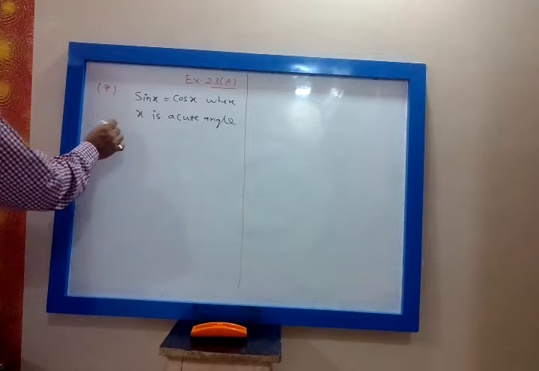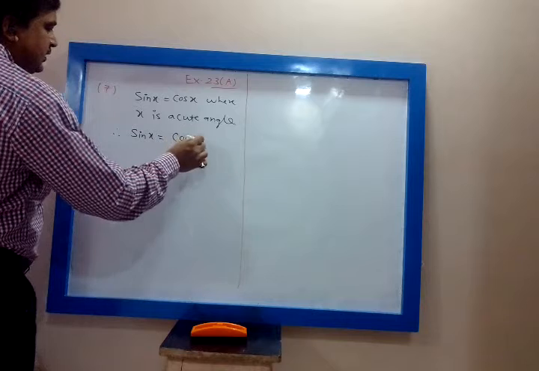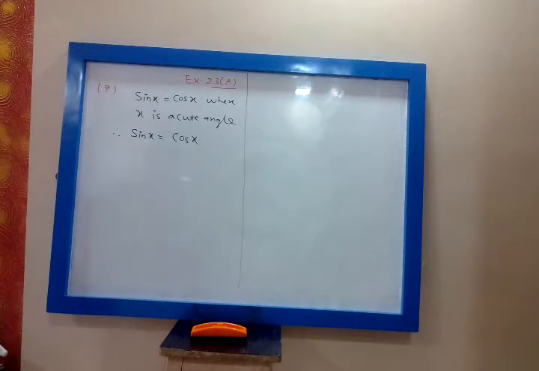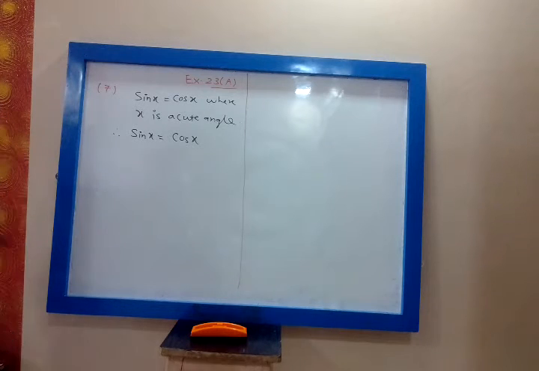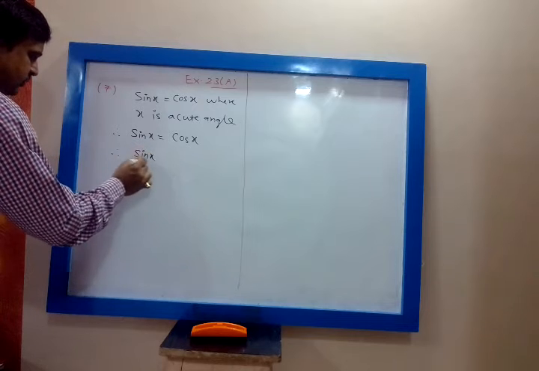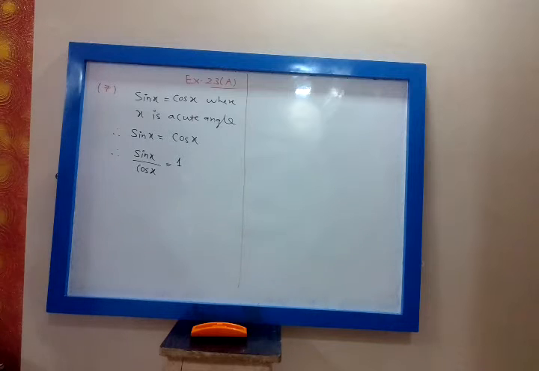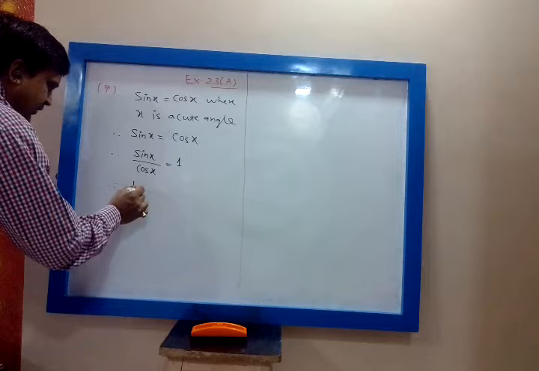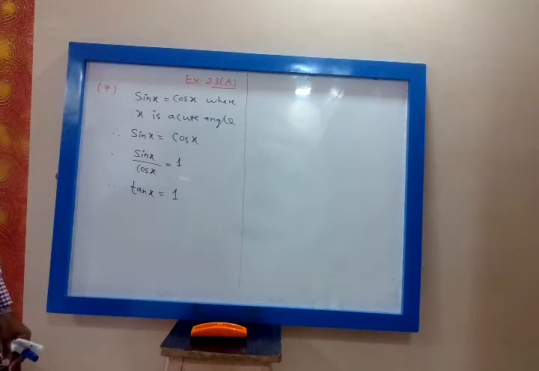So I will find the value of x. Sin x is equal to cos x. My x is my reference angle. Earlier also I have told you, whenever you get sin and cos, convert that in terms of tan. So sin x upon cos x is equal to 1. Sin upon cos is tan, so tan x is equal to 1. Now you tell me, tan of which angle is 1? See the trigonometric ratio table: 45.